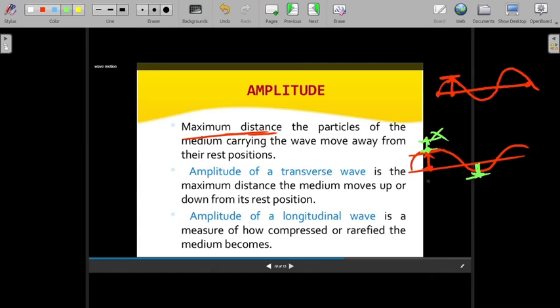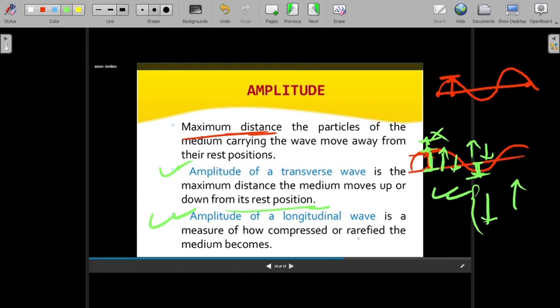It can also be said that this is the mean position, and the particle is traveling like this and this and this. The amplitude of a transverse wave is the maximum distance the medium moves up or down from the rest position. When it gets down and when it gets up, that is the maximum distance. The amplitude of a longitudinal wave is a measure of how compressed or rarefied the medium becomes.